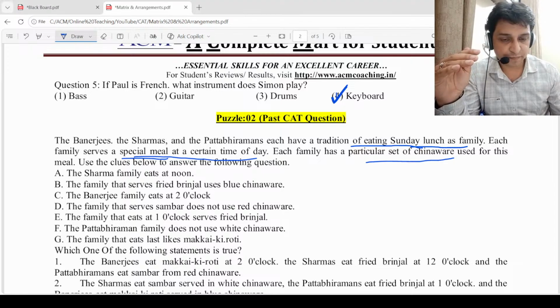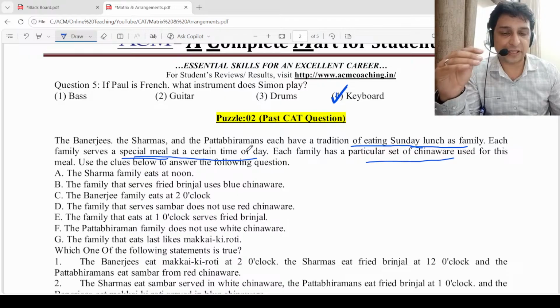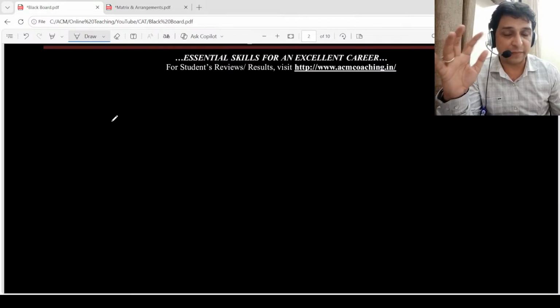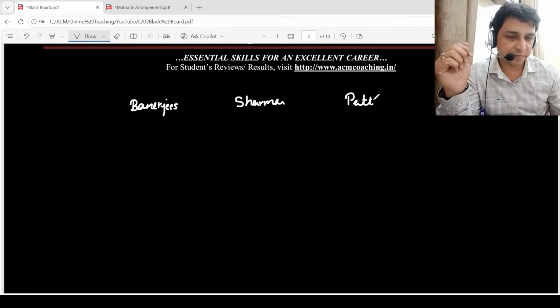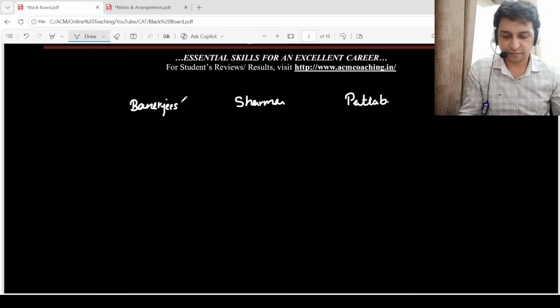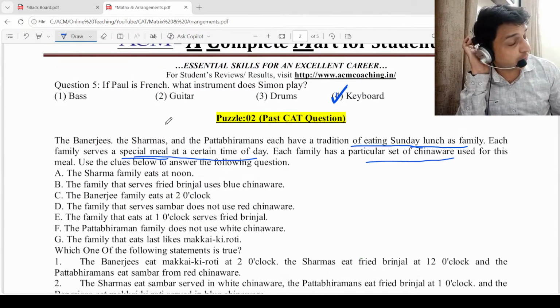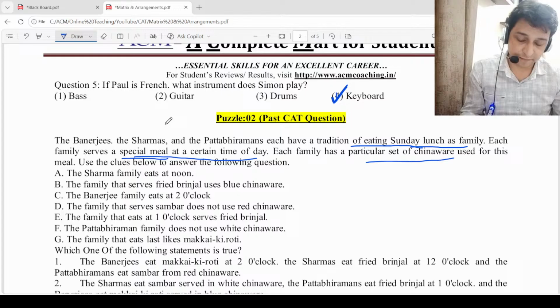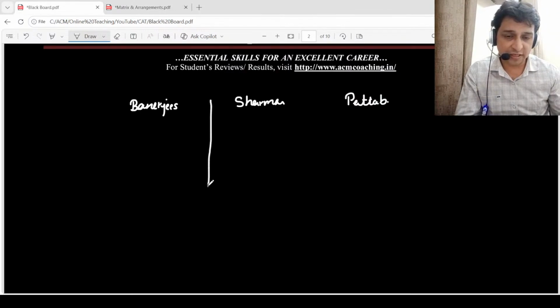We can start our puzzle like we're going to start this one now. This says the Banerjees, the Sharmas, the Pattabhiraman. So we have 3 families. Write down the names of the families. The first family we have Banerjees. Second family we have Sharmas. And third family we have Pattabhiramans. So there are 3 families we have. Now whatever information will come in front of us, we will write the information in the table. We'll make a table for them. So this is the kind of table we're going to have.